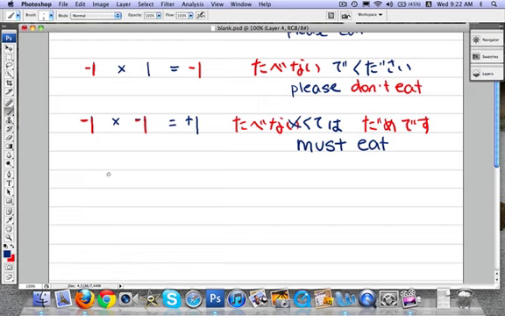And there are 3 ways to do must. They all start with the same thing, the plain negative form. And we know that the plain negative form always ends with nai in some way. So if I take my plain negative form, the 3 ways that I do must are tabe na, off with the e, on with the kute wa, dame desu.